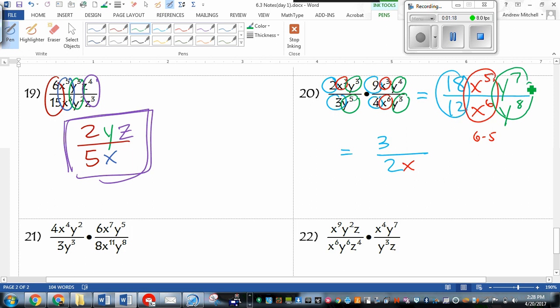And then our y's, the bigger y is on the bottom, so that's where y is going to end up. 8 minus 7 is 1, so you can write a 1 there, but again, we don't really have to. So we end up with 3 over 2xy.